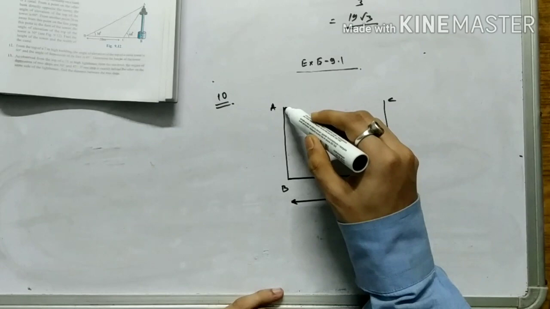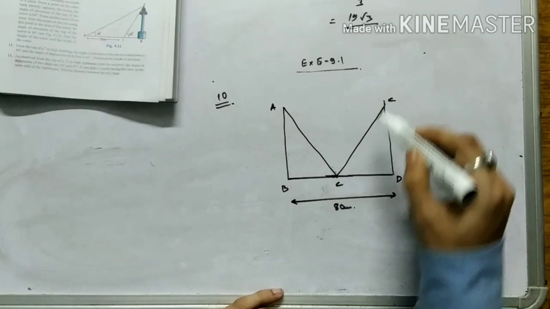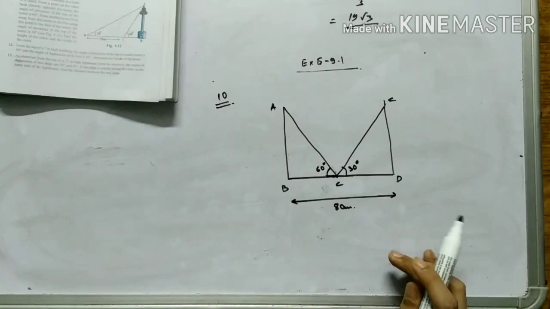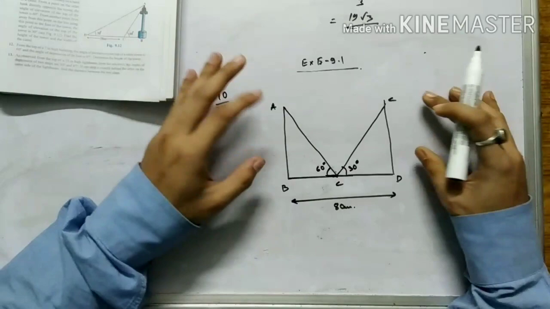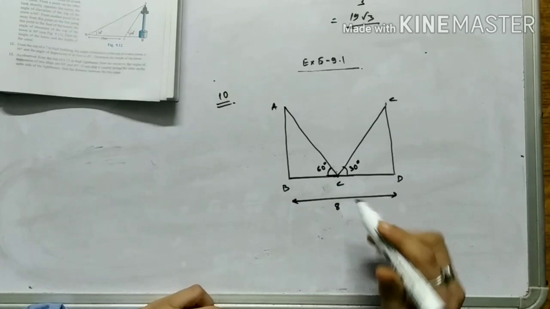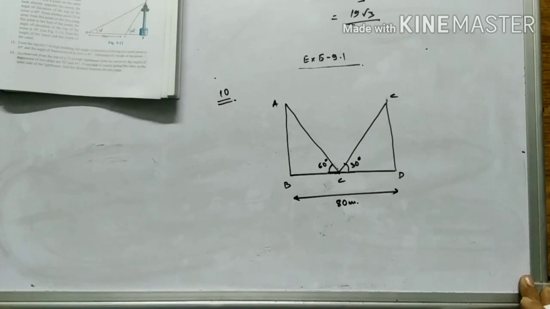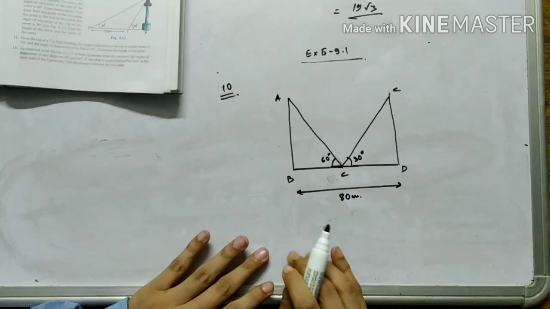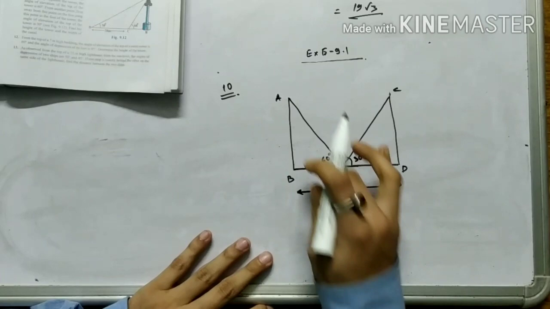Okay, so in here it is given angles of elevation from this point. One is given 60 degree and another one is given 30 degree. I have to find AB and CD. If I find AB, then automatically I can find CD, because these two poles are of equal height. And I have to find BC and CD. This is 80 meter. First of all, I will take this triangle.